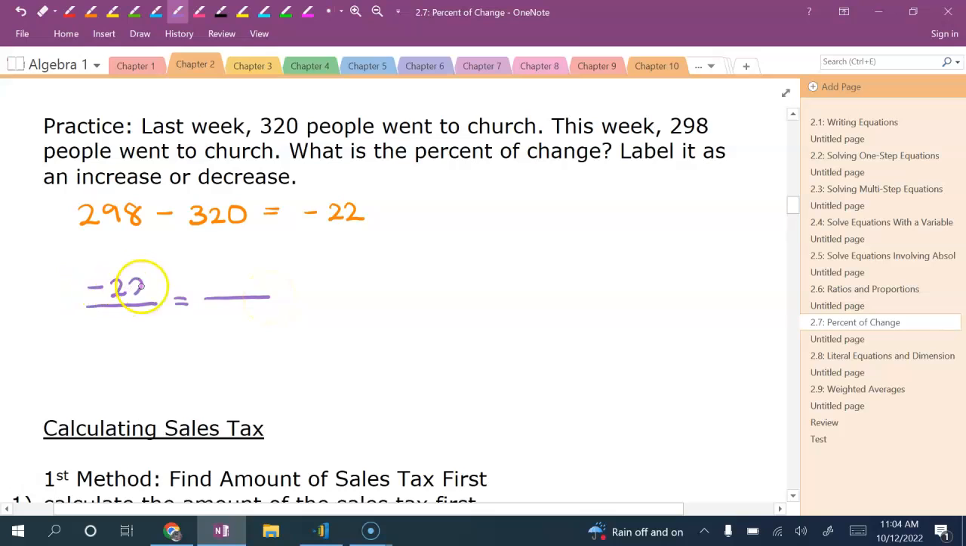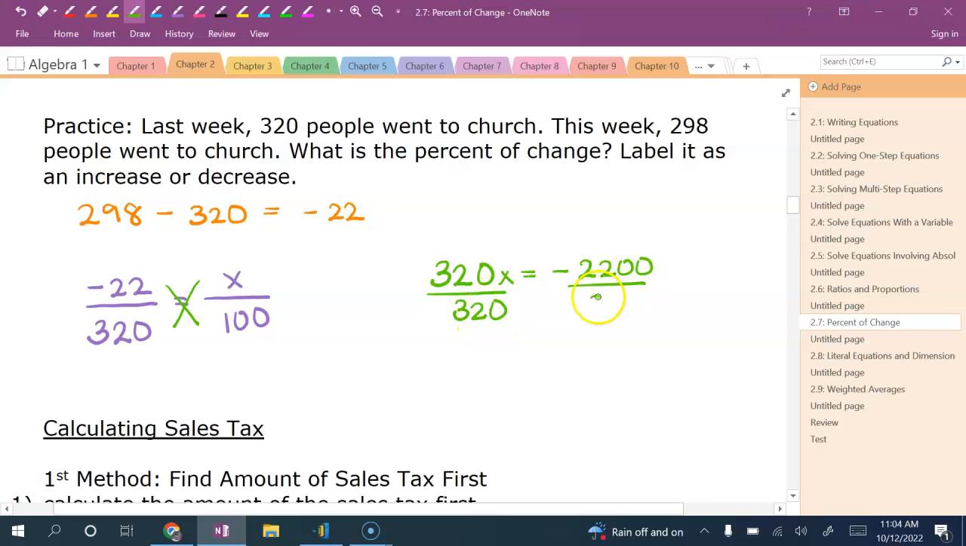So I put negative 22 on top, because that's the amount of change, over the original attendance, which was 320, and then set that equal to x over 100. Then at this point, you should have cross multiplied, and you should have said 320x equals negative 2,200. Divide by 320. And that leaves us with negative 6.9%, and that would be a decrease.